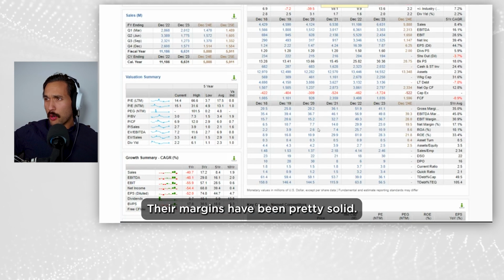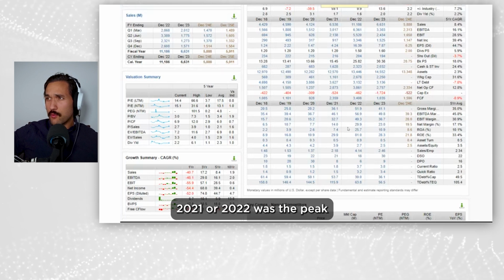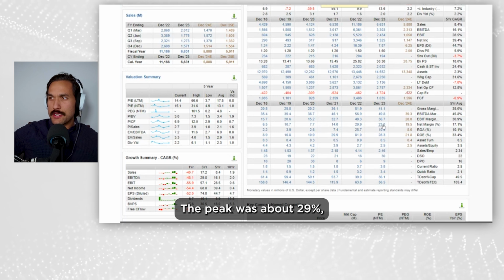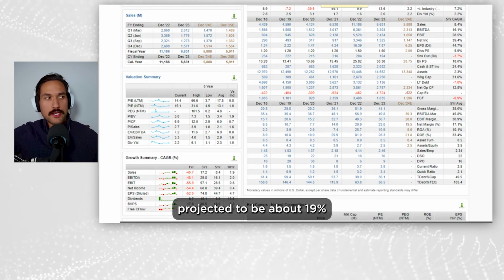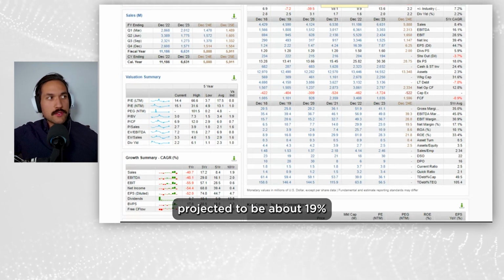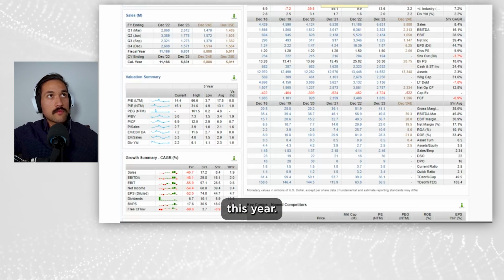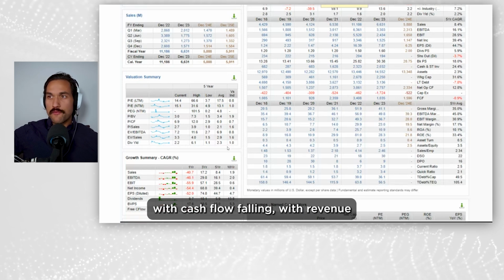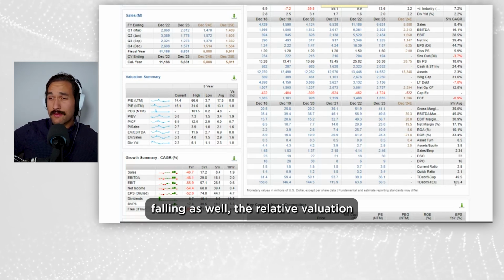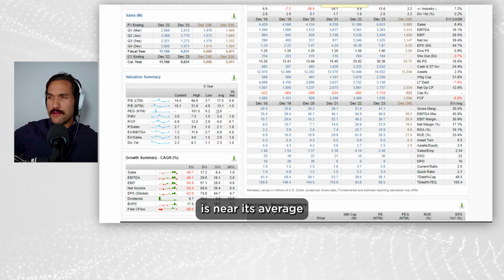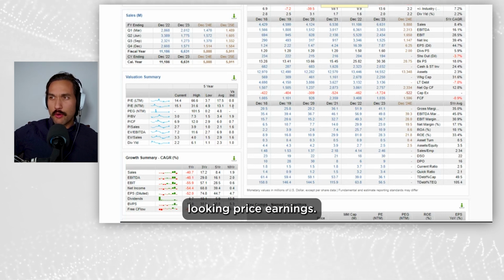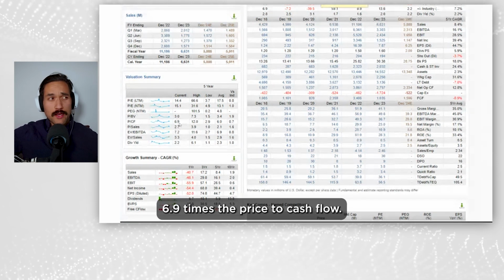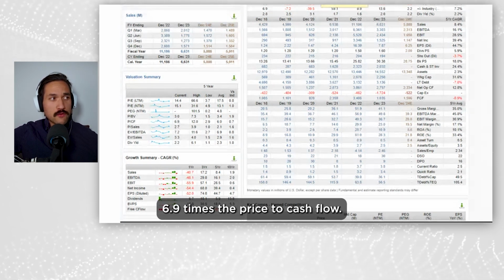The earnings per share growth, again, has kind of moved around with their revenue. Now, their margins have been pretty solid, even though 2021 or 2022 was the peak. It hasn't dropped off that much, right? The peak was about 29% net margin, down to 23% last year, projected to be about 19% this year. And so with profitability falling, with cash flow falling, with revenue falling as well, the relative valuation is near its average: about 15 times forward-looking price to earnings, where about 13 is its average, 3 times price to book, which is below its average, and 6.9 times price to cash flow.